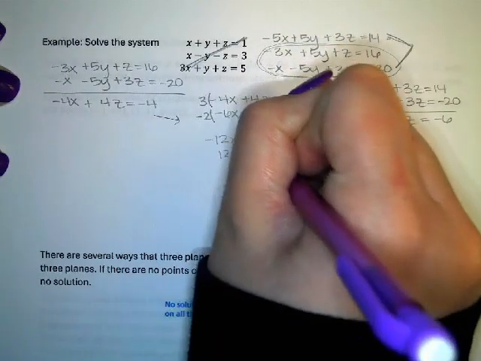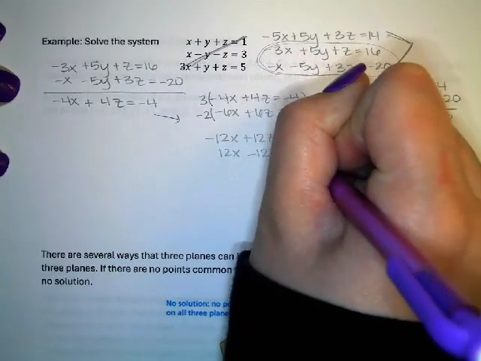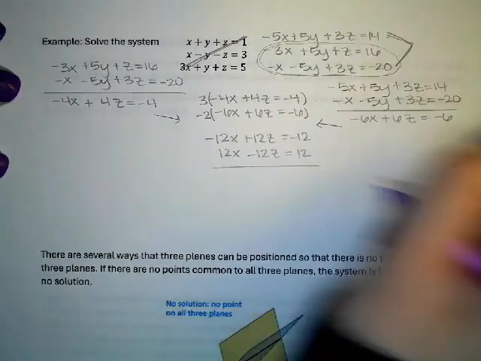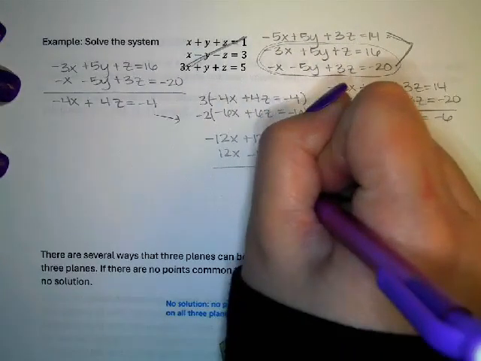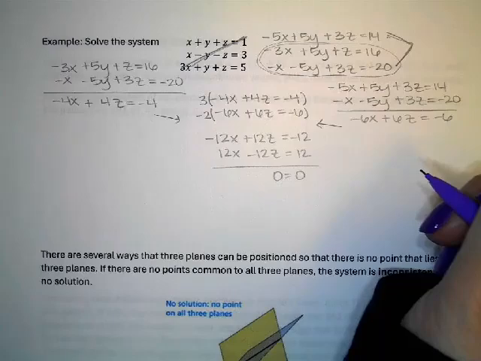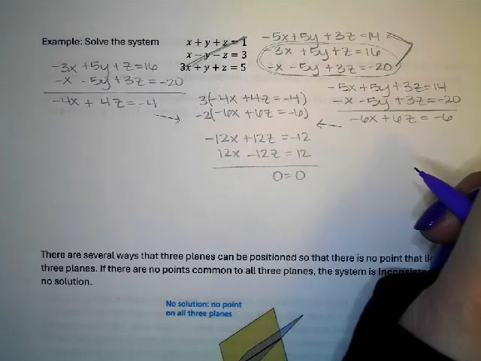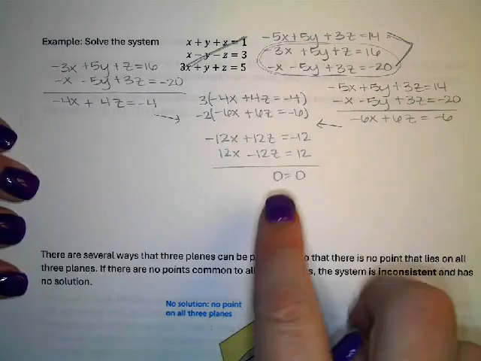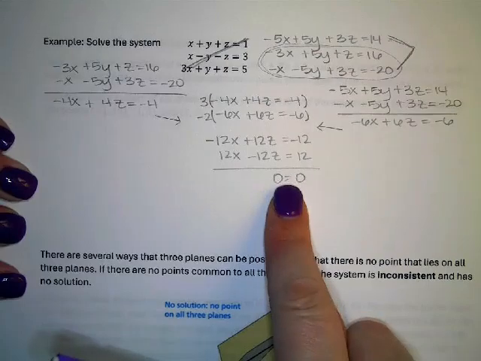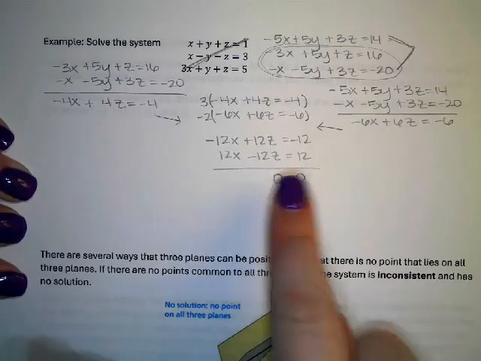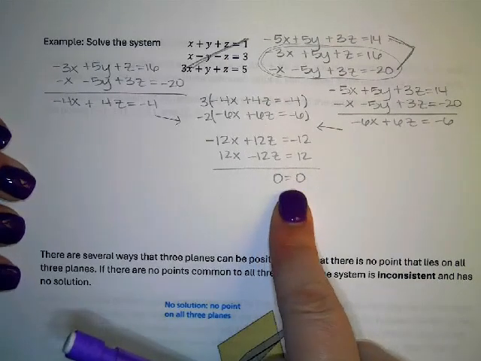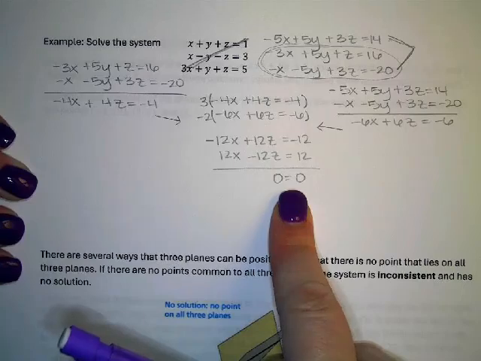So we get 0 equals 0, which is what we expected to happen because we're doing another example of the exact same thing. Whenever this happens, your variables have disappeared and you have a true statement. That means that you have infinitely many solutions. And so you need to go back to one of these equations and isolate one of those variables.